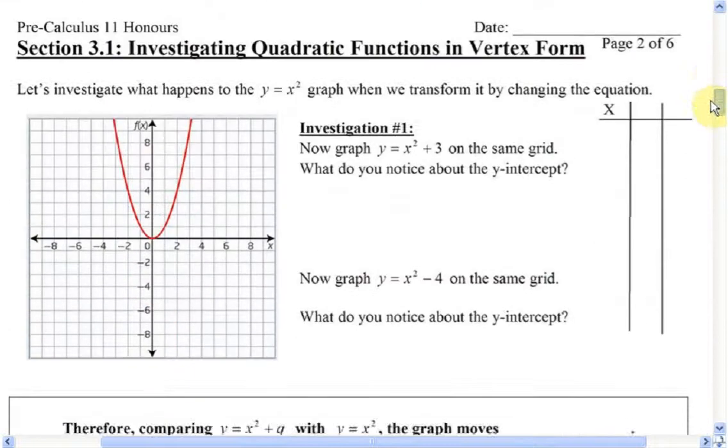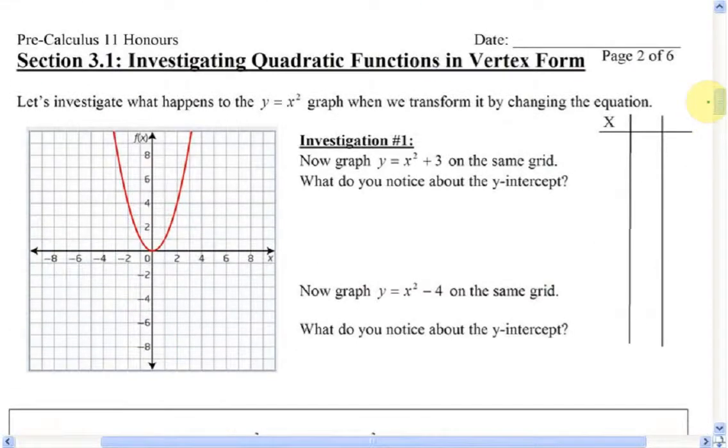All right, here's what I'd like you to do. Let's investigate. Okay, we've got our regular chips. We're going to now spice it up somehow. Let's see what happens when we change the graph of y equals x squared by changing the equation. Okay, so I'm going to ask you to pick the same x values as before: -3, -2, -1, 0, 1, 2, 3. Okay? And now what I'm going to ask you to do in that middle column is let's graph out the first one. And I'll use this one in blue here.